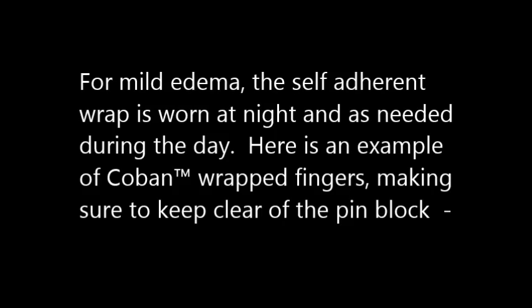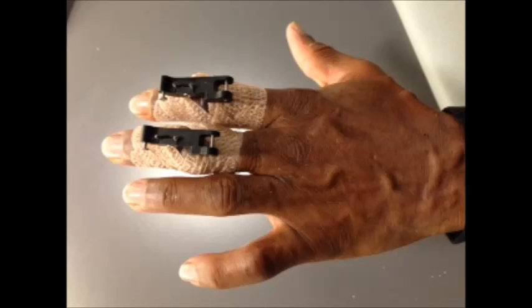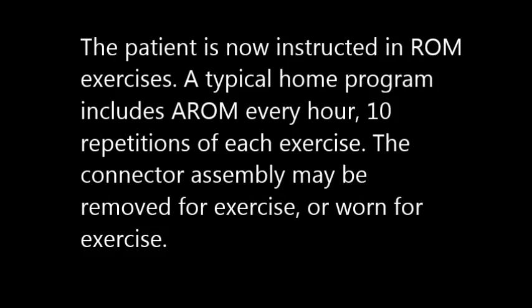Here's an example of Coban wrapped fingers, making sure to keep clear of the pin block. You wrap distal to proximal. The patient is now instructed in range of motion exercises. A typical home program includes active range of motion every hour, 10 repetitions of each exercise. The connector assembly may be removed for exercise or worn for exercise.